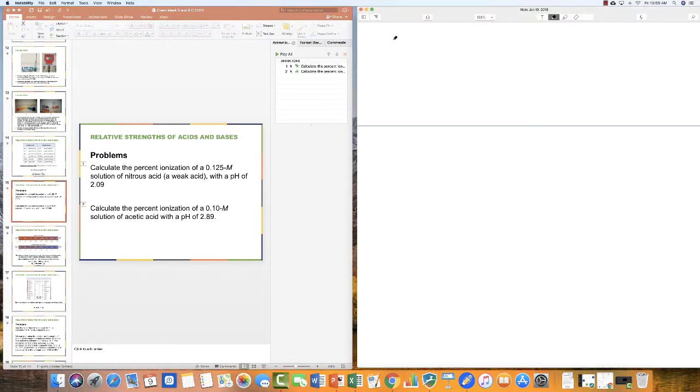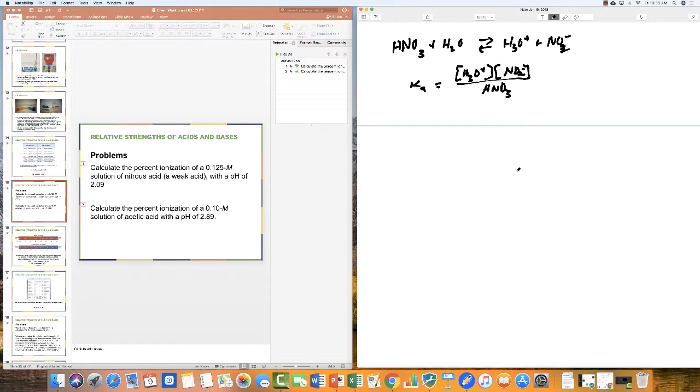First of all, we know that what we have here is nitrous acid, and it's going to be added to water to form the hydronium ion plus the nitrite anion. And so the equilibrium constant here is going to look like this, divided by the concentration of HNO2. And this is going to be Ka.